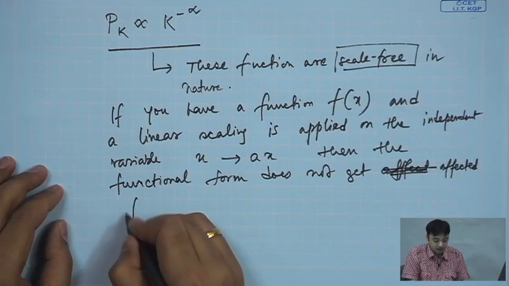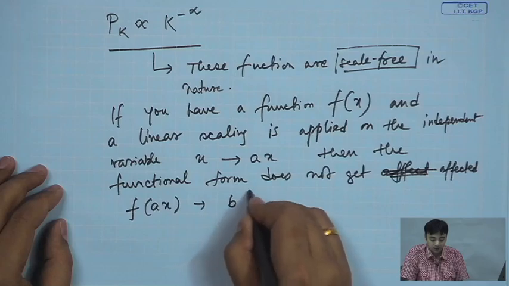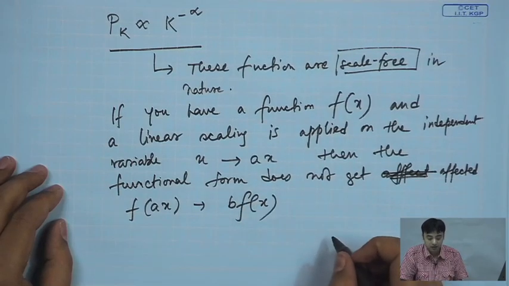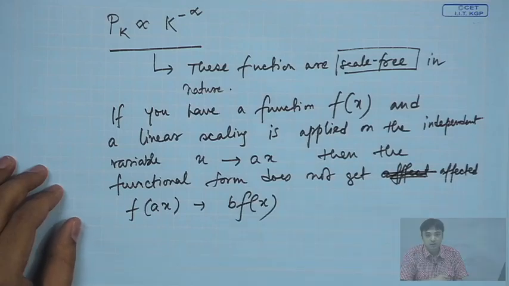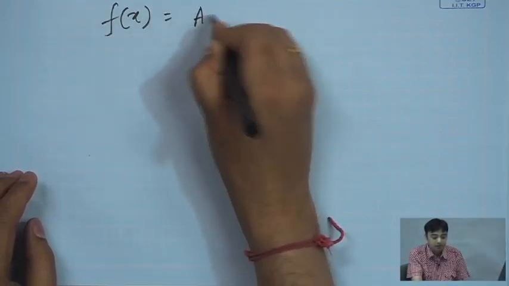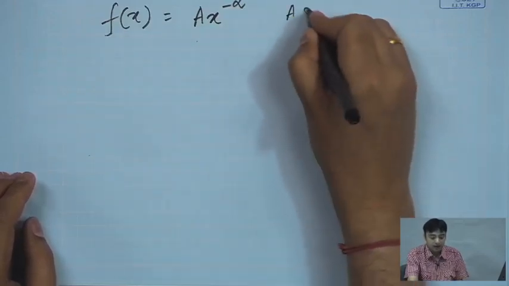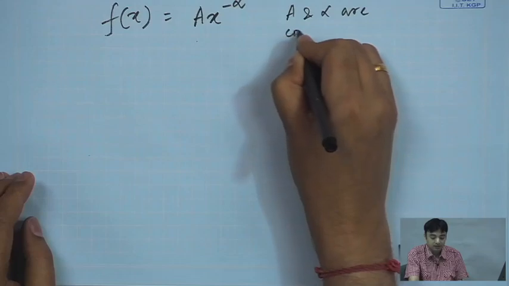In other words, a f x translates to some other function b f of x. So, as you see, the constant inside the independent variable comes out as a prefactor of the function, and the functional form still remains the same. So, let us see if a power law function is a scale free function or not. Let us say that my f x is some a x to the power minus alpha, where a and alpha are constants.